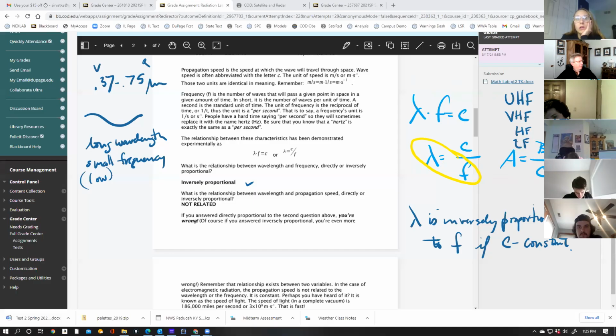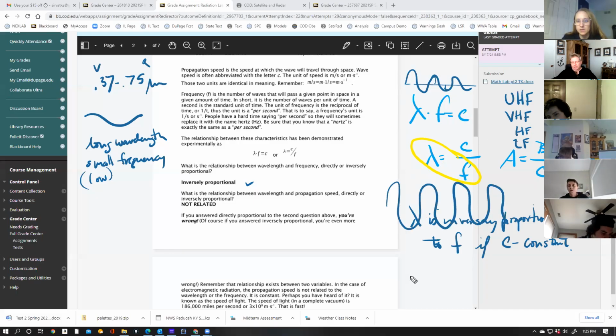For radio? No. FM stands for frequency modulation. AM stands for amplitude modulation. So when I have a wave, the amplitude is the distance from a center line to the crest or to the trough. So this is a higher amplitude than this.